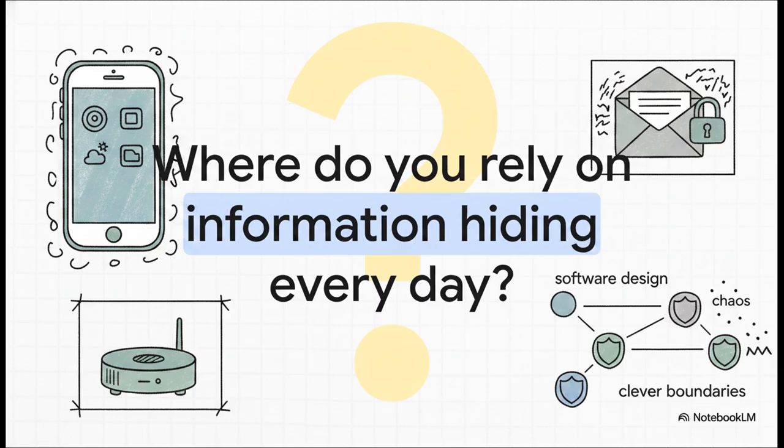As we wrap up this explainer, I want to leave you with a bit of a provocative thought. Think about the apps on your phone right now, your smart home devices, your email accounts. If encapsulation is working flawlessly to protect objects behind the scenes in all that code, where else in your daily digital life are you relying on information hiding without even knowing it? Software design is literally all around us, keeping chaos at bay through these clever boundaries.